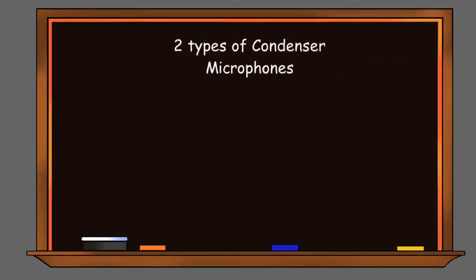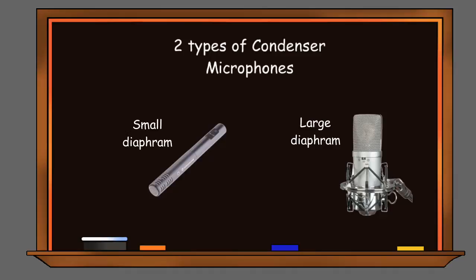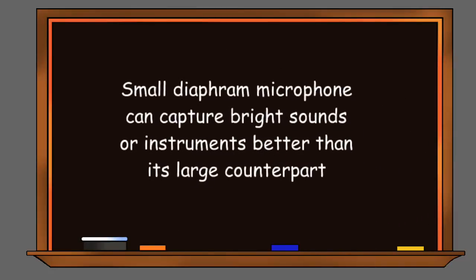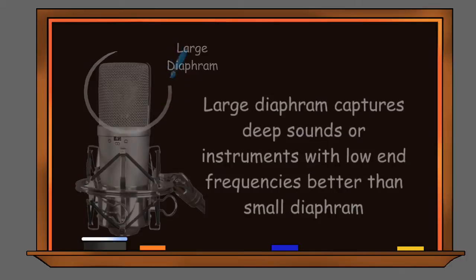We have two types of condenser microphones: the small diaphragm microphone and the large diaphragm microphone. Small diaphragm microphones often have an even frequency response and can more accurately capture instruments with pronounced high frequency components, which means that they can capture instruments with bright sounds better than large diaphragm microphones. The large diaphragm condenser microphone has a more pronounced low frequency, which makes it perfect for vocals and instruments with low end or deep frequencies.